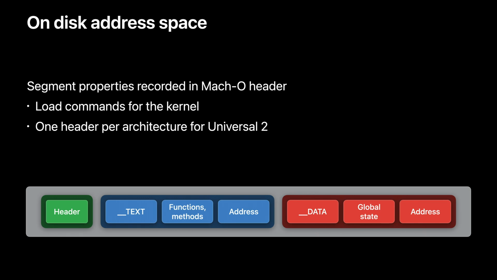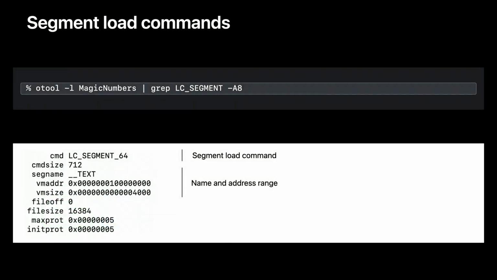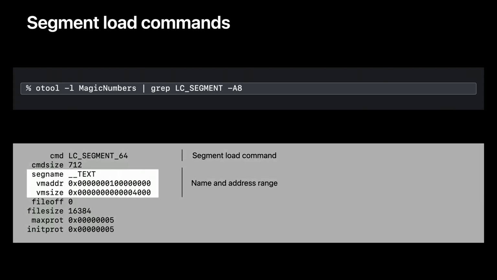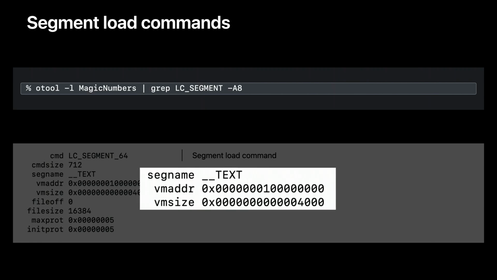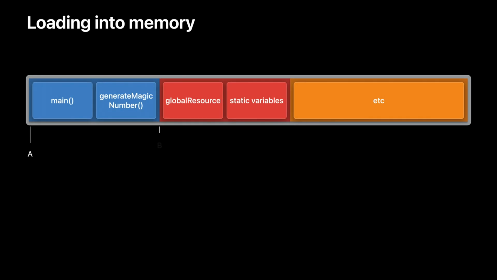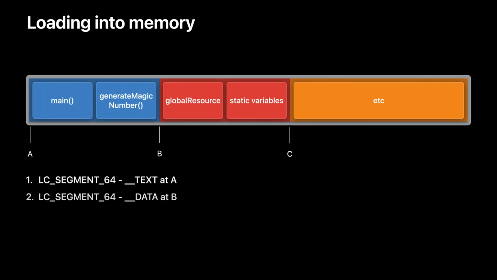We can see for ourselves by using the otool -l command, which prints the load commands for a specified file. Here, we're looking at a segment load command identified with LC_SEGMENT_64. This load command says that the text segment starts at the address in vmaddr and is vmsize bytes long. So if the kernel follows these load commands to load the segments into memory, what exactly is the difference between the runtime and the linker addresses?